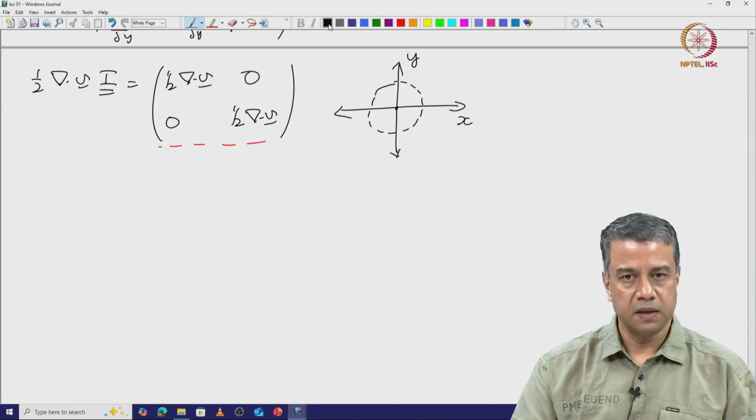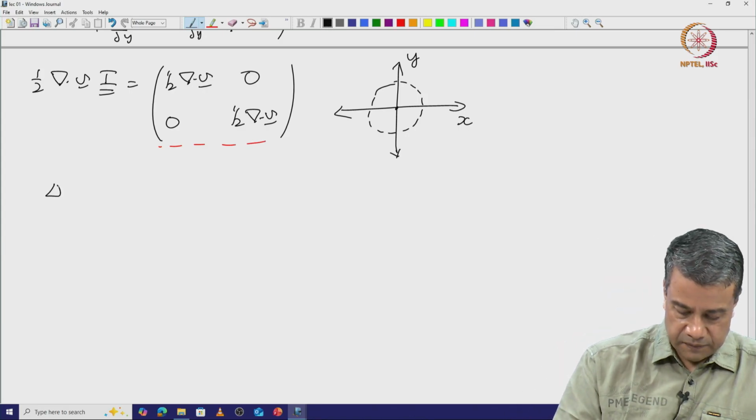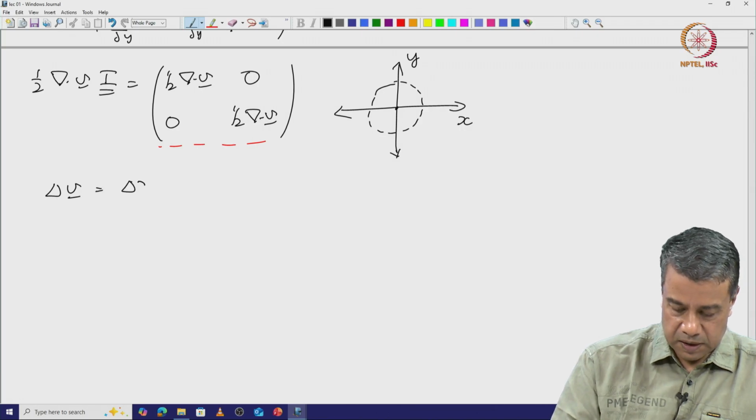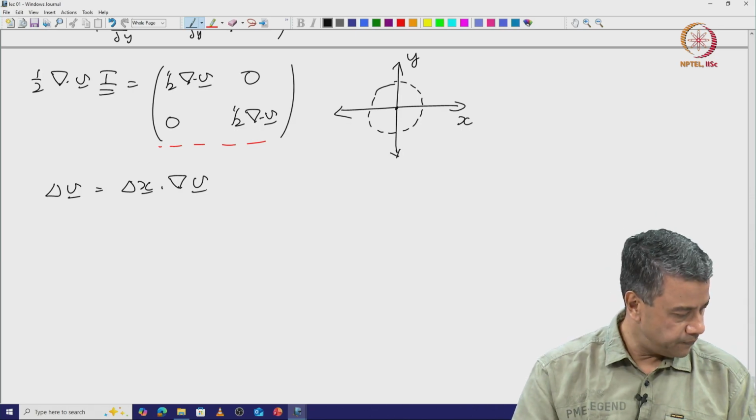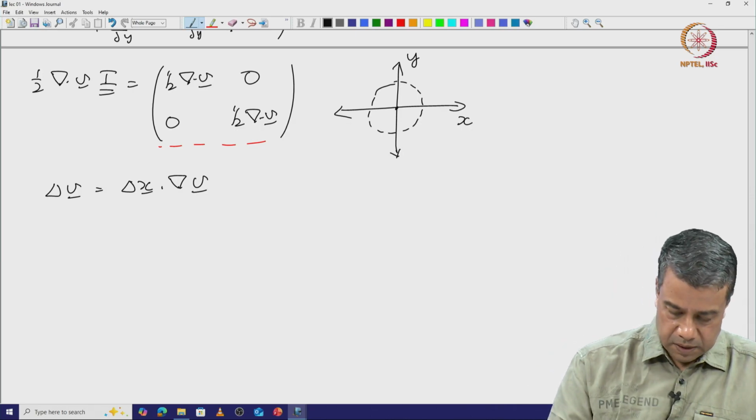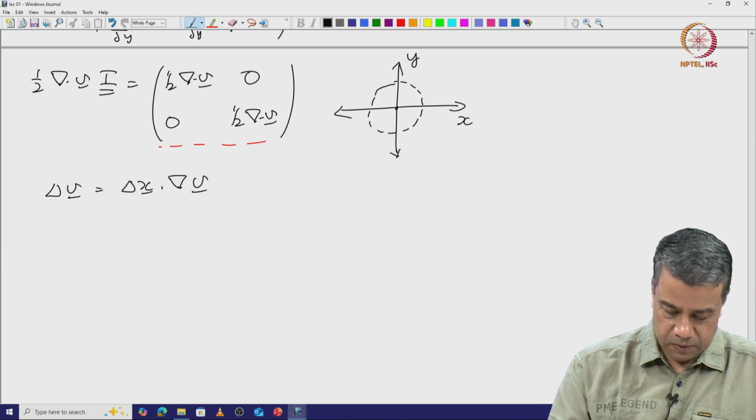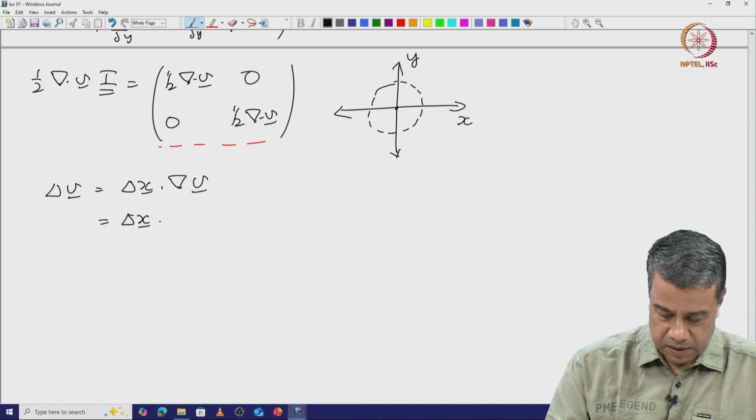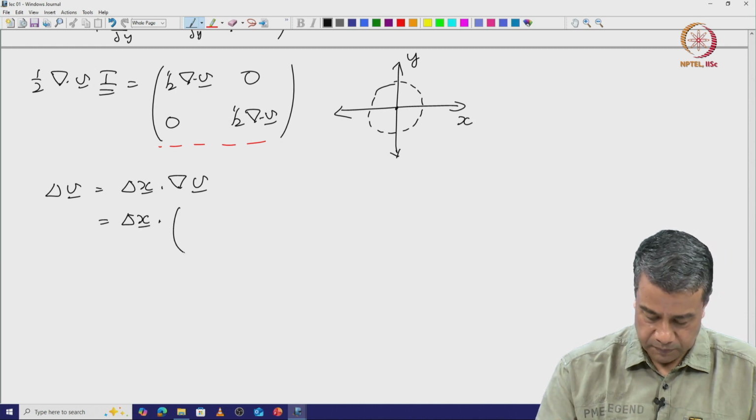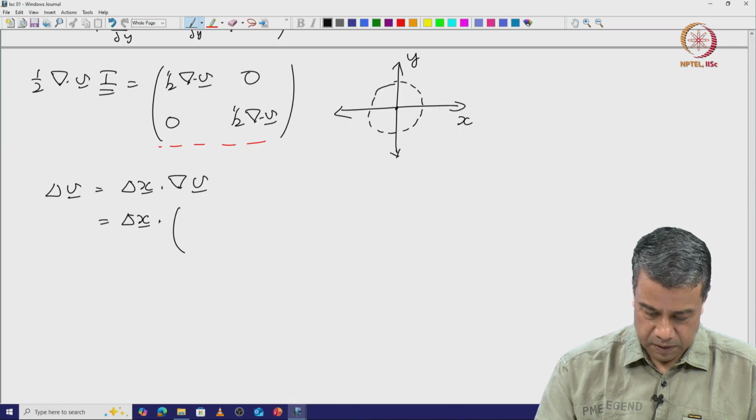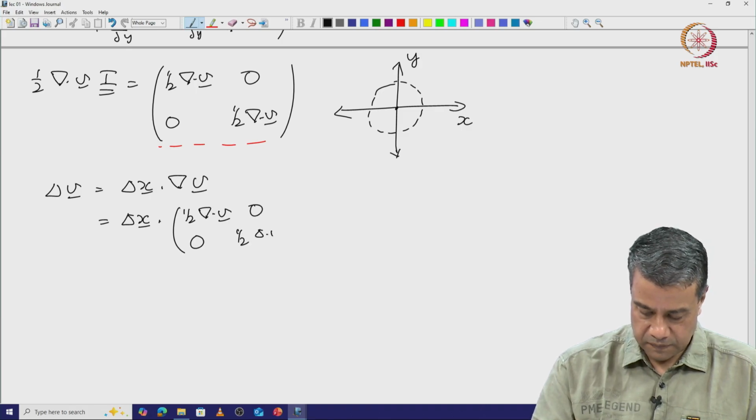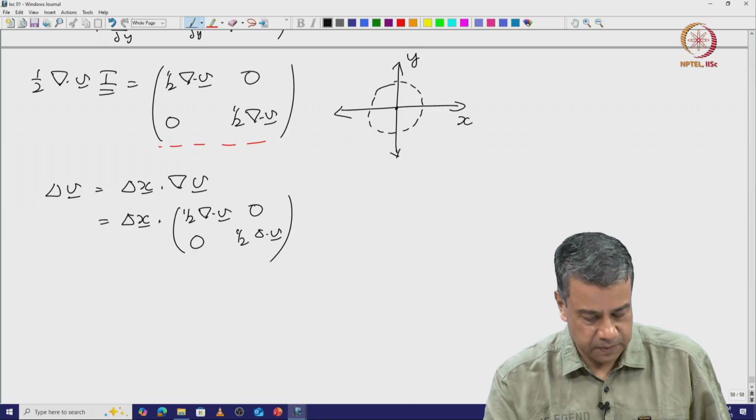So, therefore, I will get delta V is equal to delta x dotted with grad V. And for this deformation in which grad V is equal to half del dot V 0 0 half del dot V, this will be delta x dotted with that matrix. So that is the matrix.